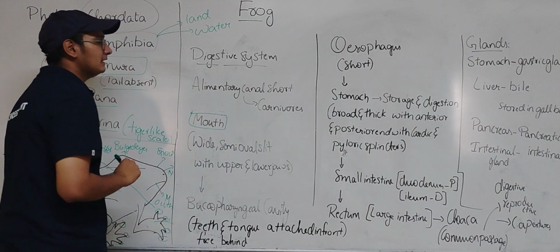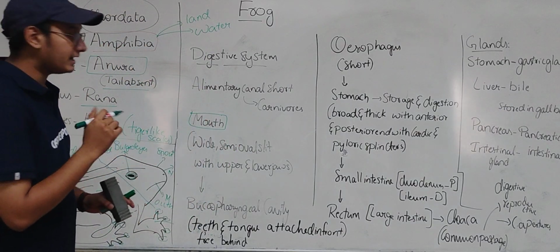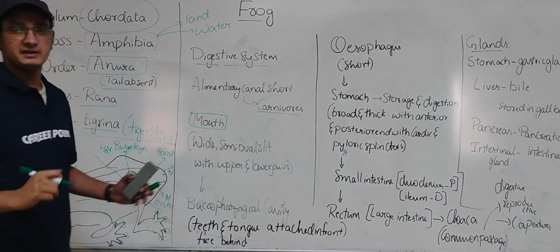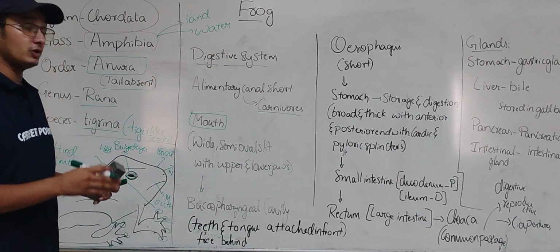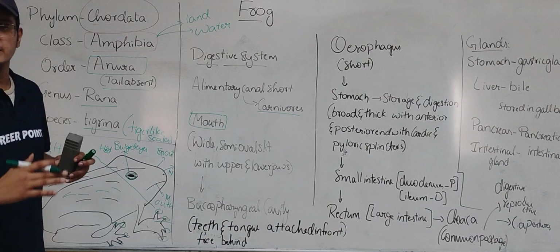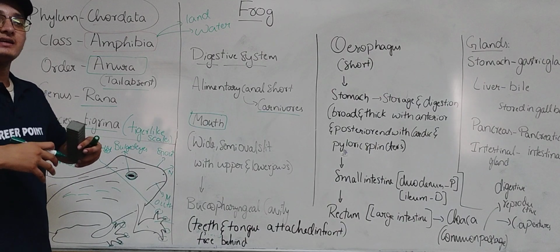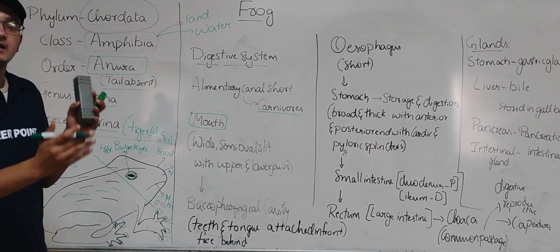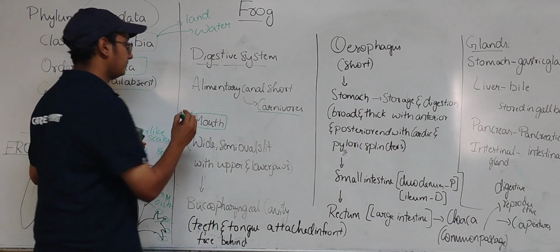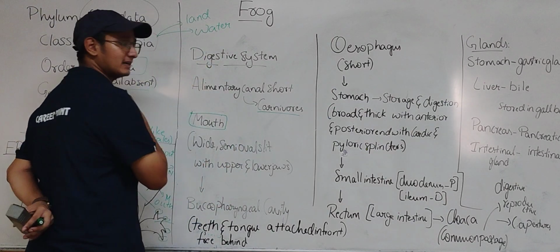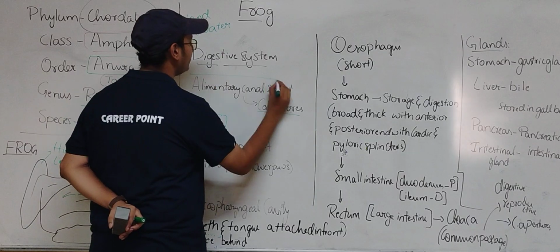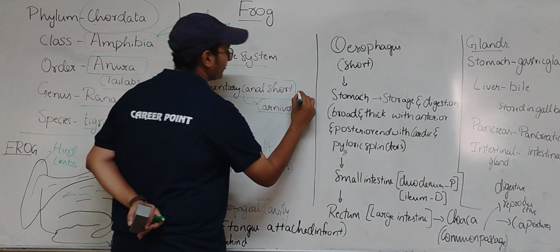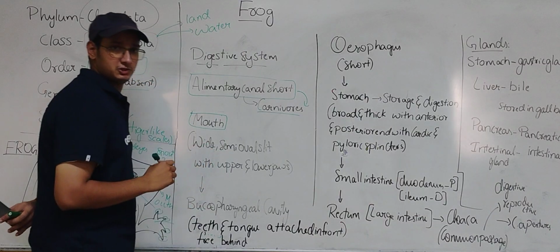Usually these frogs are carnivorous in nature, so they don't need a long alimentary canal like herbivores. Herbivores need a long alimentary canal because they eat cellulose, so it takes time to digest. But frogs don't need a long alimentary canal. The alimentary canal in the frog is very short because it is carnivorous in nature.